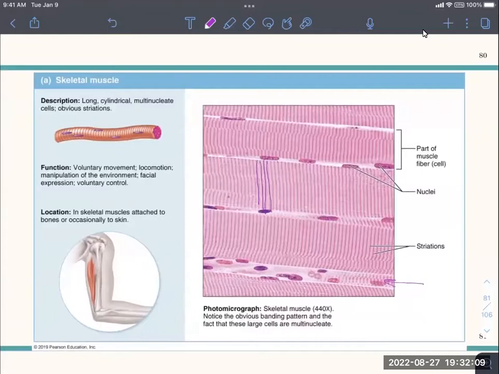This is a blood vessel down here. So there's lots of red blood cells here, but these are all nuclei for these different muscle fibers.